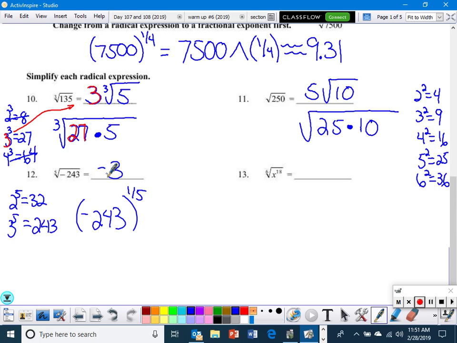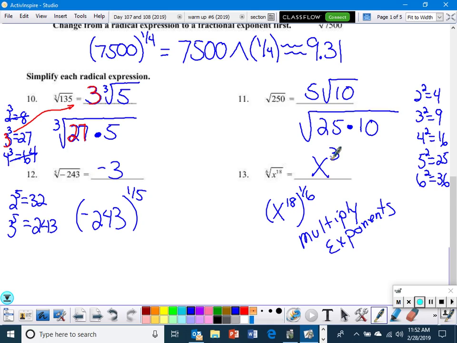Okay, number 13, I'm going to rewrite that. Okay, remember that 18 is the exponent on the x. It's inside the parentheses with the x. And then the sixth root is 1/6. And if you remember, this is where we multiply exponents. And 18 times 1/6 is 3. So the answer is x to the third.